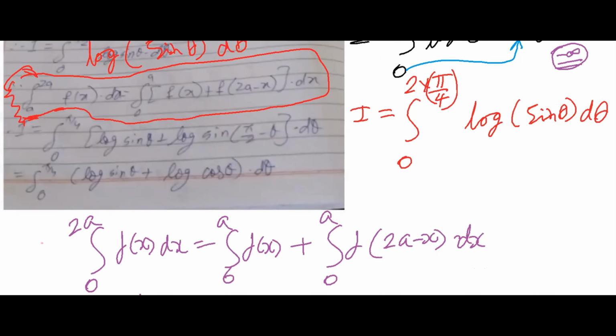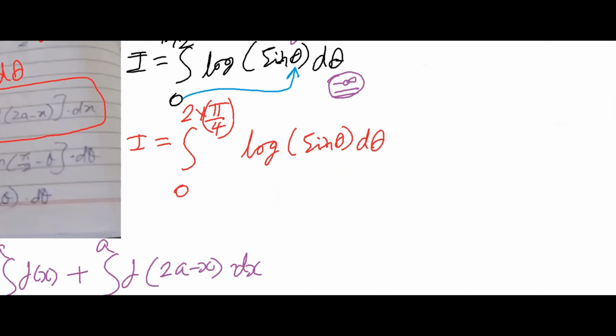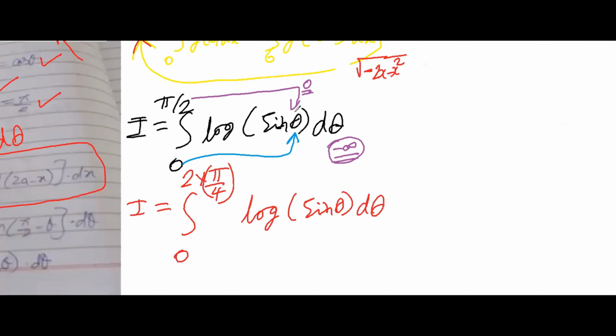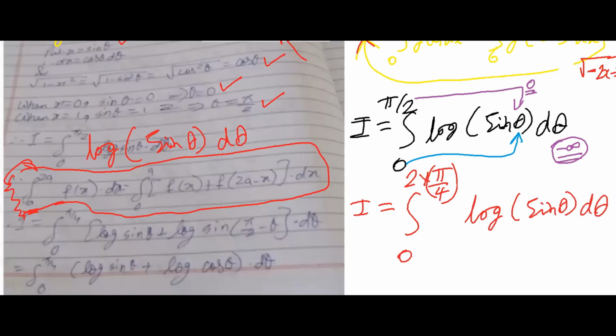How? See, I will repeat this again. When I substitute the value of sine theta as 0, I will get sine 0, which is 0. What is log of 0? Log of 0 is minus infinity. The upper limit is pi by 2. Sine pi by 2 is 1, and log 1 is 0. So I am getting 0 to minus infinity, so I will not get a proper number. Whenever you have such a scenario, in that case you will use this property.